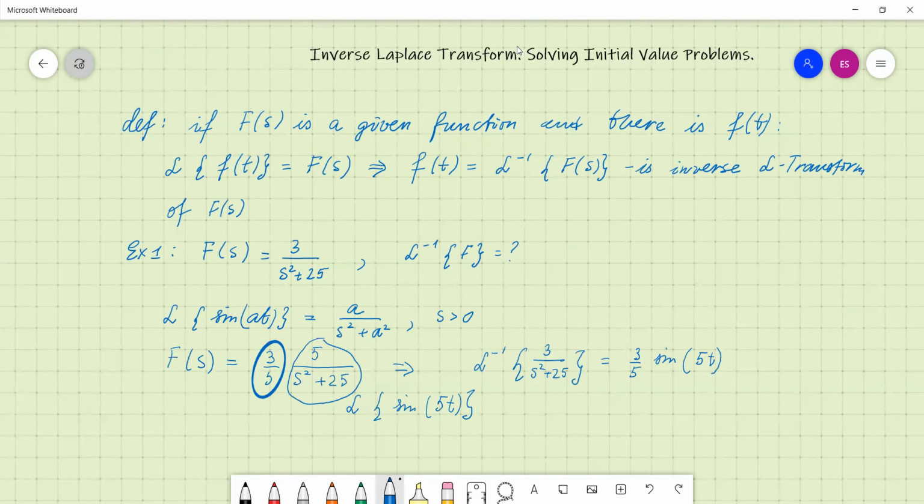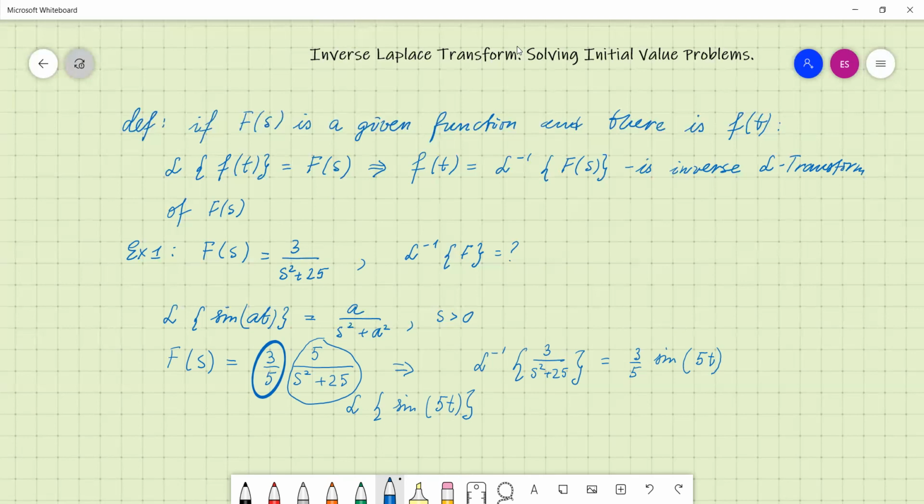Why can we play with a constant? Remember that the Laplace transform is actually an integral, and a constant inside of the integral can always be taken outside. So this 3 over 5, when you put it under the integral and integrate, can be taken outside, or you can bring it inside. And this is why we can just multiply our Laplace transform by it.